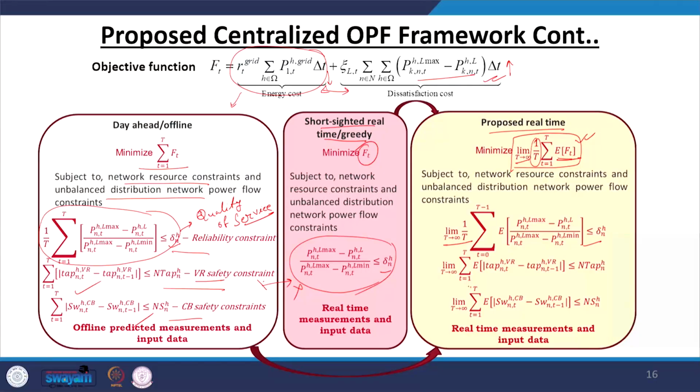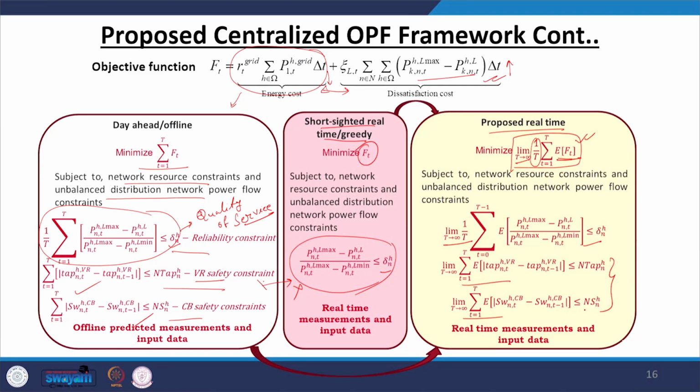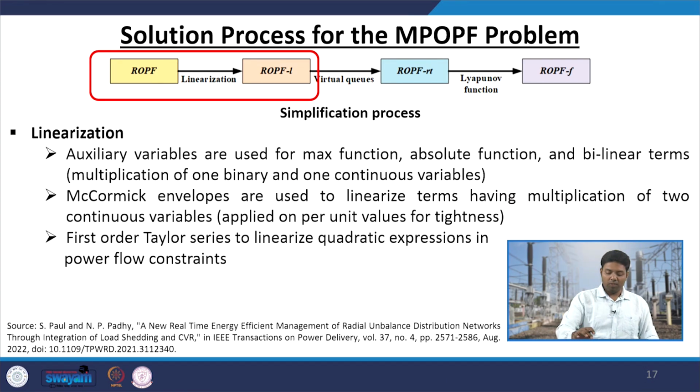Similarly, the long term load shedding average is also added, and your capacitor bank and voltage regulator constraints are also added in the same method, so that even if your T is infinite, it will restrict the operation of the load shedding as well as the tap operation at each and every time step. Okay? So, now this is a huge problem with non-convex constraints. So, we have to solve it.